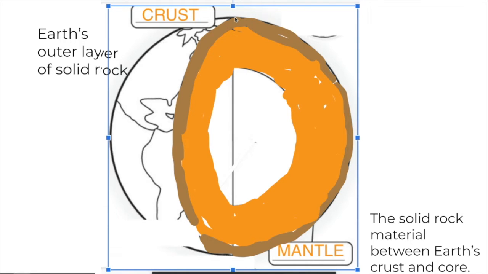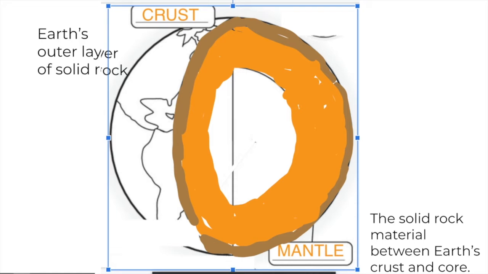The crust is like if we go outside and look down at the ground and see the streets, that is the outer layer of the earth. The earth's outer layer is made up of solid rock. The earth's outer layer is called the crust. This is usually what we're stepping on. That is called the crust.